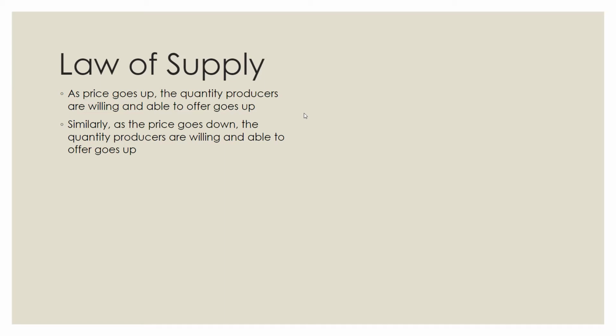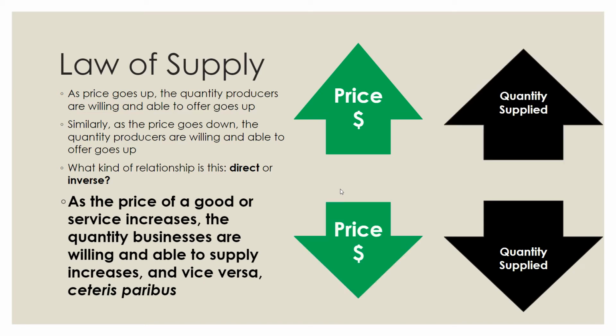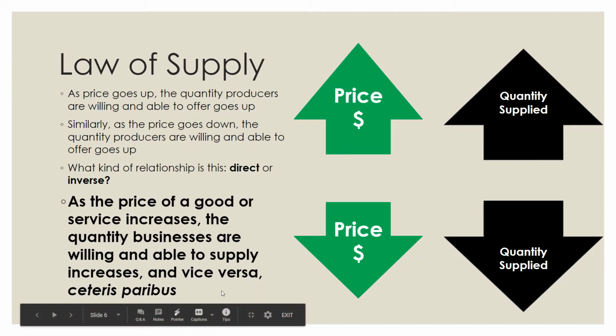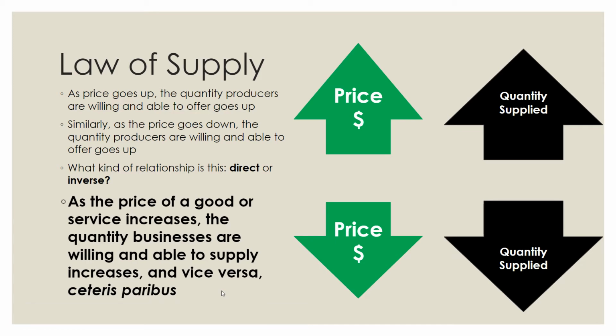Similarly, as the price goes down, the quantity producers are willing and able to offer goes down. What kind of relationship is this? Meaning one thing's going one direction and the other thing is going the same way. Is that direct or indirect, or inverse? So the law of supply works in a direct manner. It's a direct relationship. Price of a good or service increases, the quantity businesses are willing and able to supply increases, and vice versa. Ceteris paribus. That, again, goes in your study guide next to law of supply.